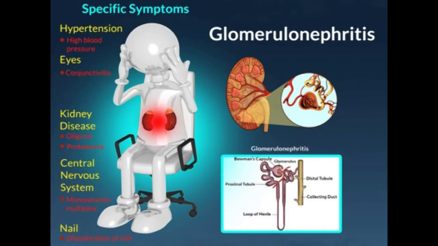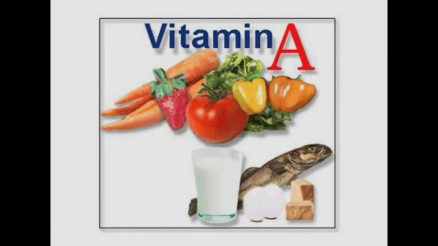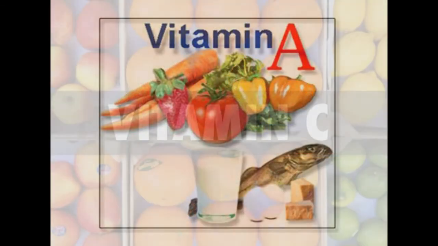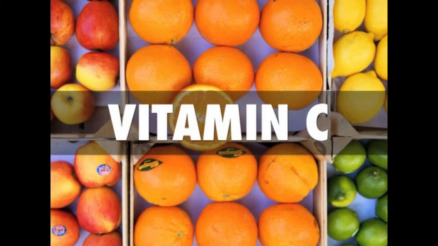Patients with glomerulonephritis show decreased immunity, and for that it is very important for them to take enough vitamins to strengthen the immune system. Some of the common vitamins recommended are vitamin A and vitamin C, because they help in improving the immune power of a patient.